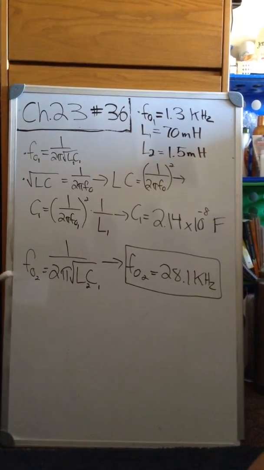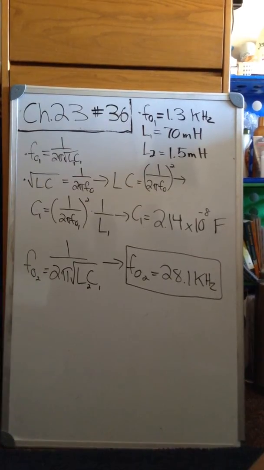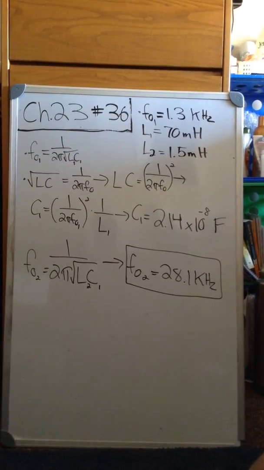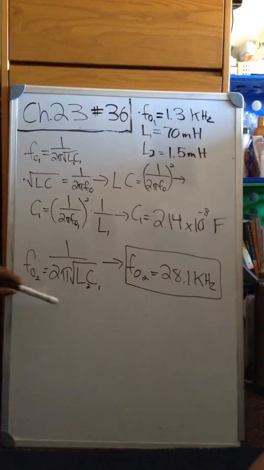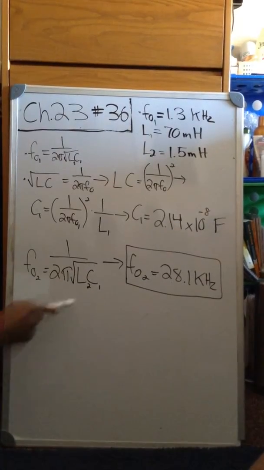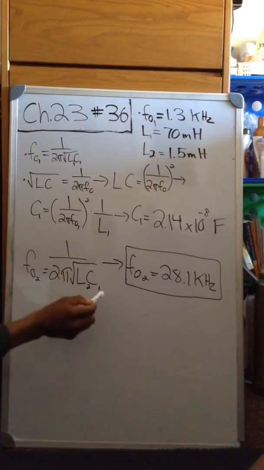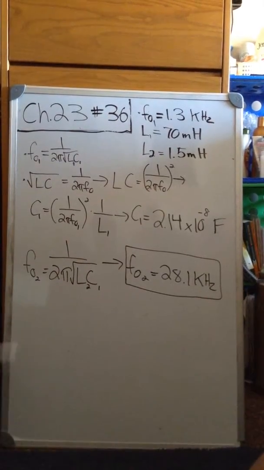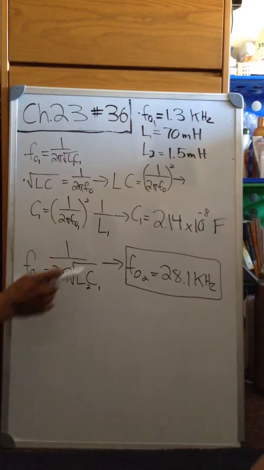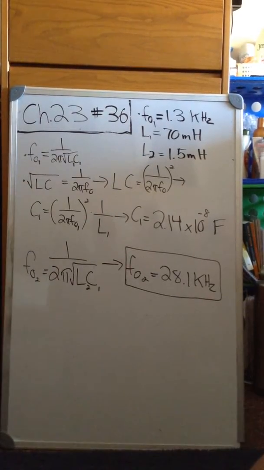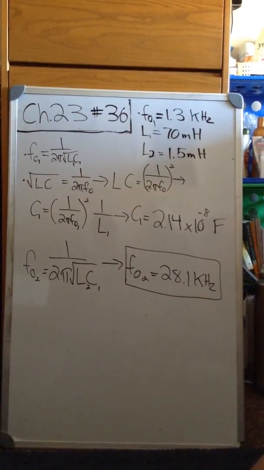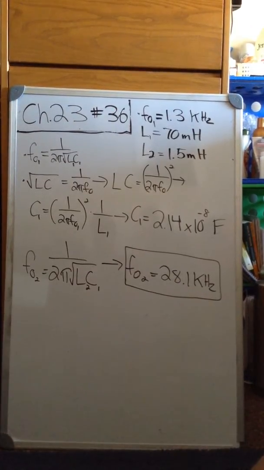And we get a C value of 2.14 times 10 to the negative 8th farad. After that, we go back and use the resonant frequency equation again, but this time we plug in our numbers using the L2 value, with the same C value, to attain our resonant frequency at this inductance. So you plug in your values and you attain a value of f naught of 28.1 kilohertz.